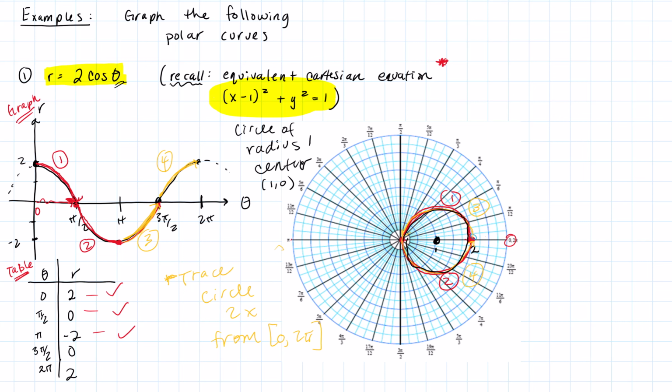And so you can see, if we think about overlaying the coordinate system, we connected those two equations using polar coordinates and rectangular coordinates. We connected those two, and we end up with this nice little polar graph that connects right back to its equivalent Cartesian equation of a circle.